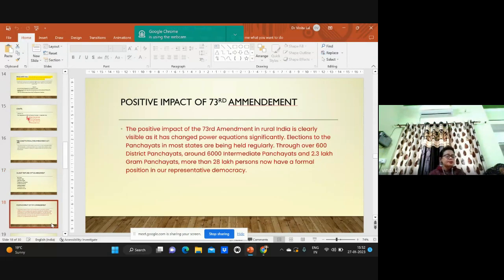Now come to what are the positive impacts of the 73rd Amendment. Most important is that elections to the panchayats in most states are being held regularly. And you can say over 600 district panchayats, around 6,000 intermediate panchayats and 2.3 lakh gram panchayats. These are the figures that have a formal position in our representative democracy.